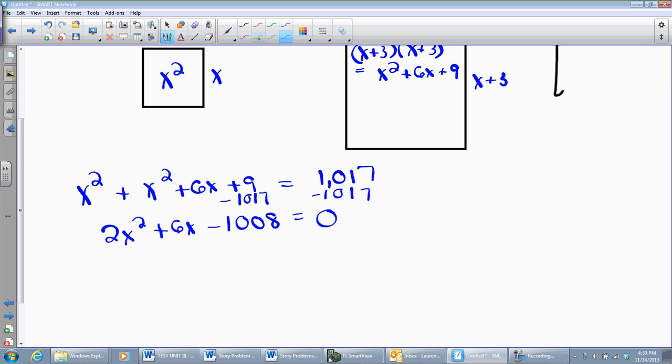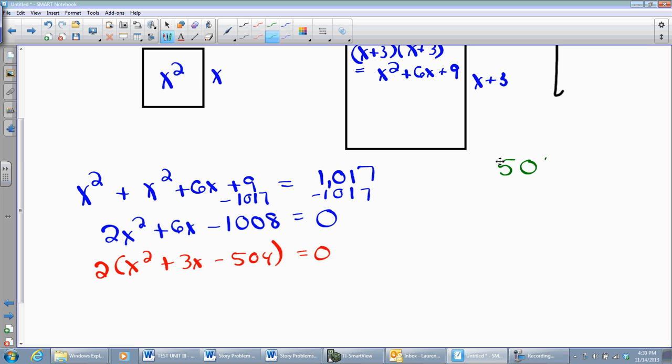Now, instead of trying to factor this, I notice there's a GCF in there. I'm going to pull that GCF out. x squared plus 3x minus 504 equals 0. Now I can demonstrate my GCF or my prime factorization method.